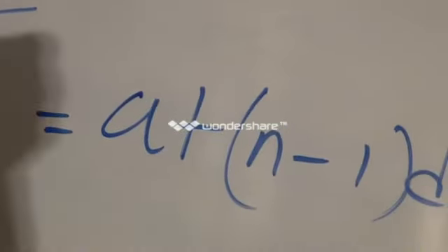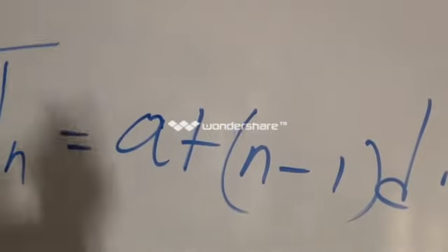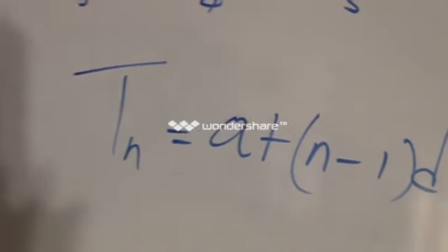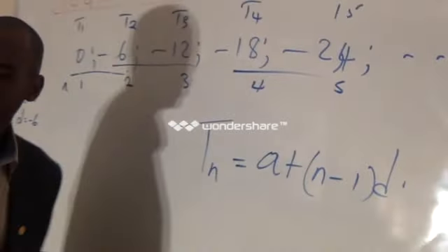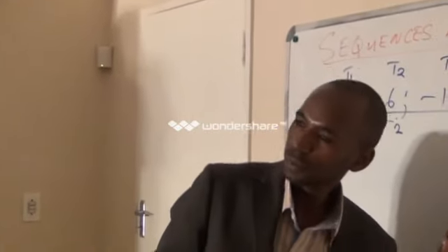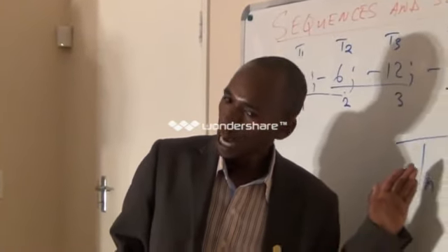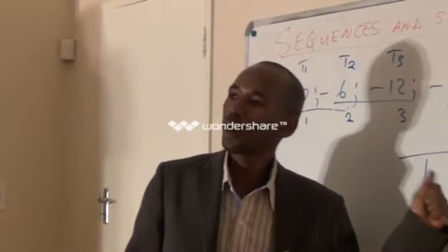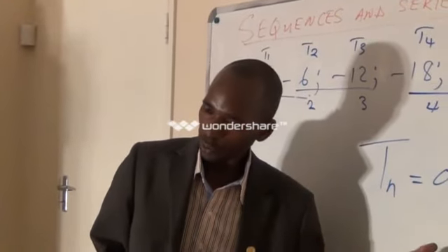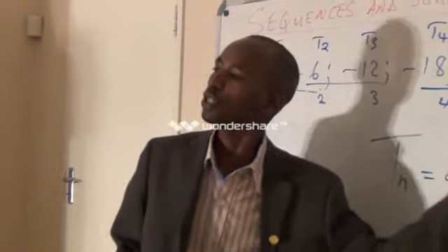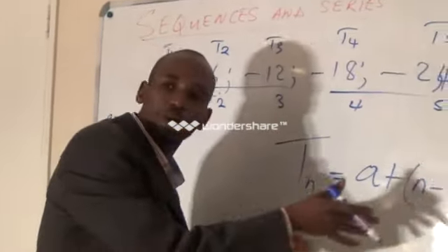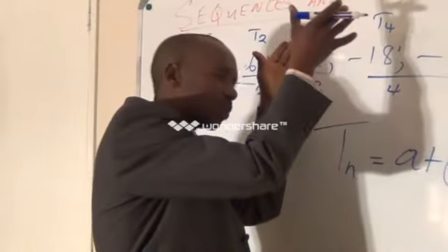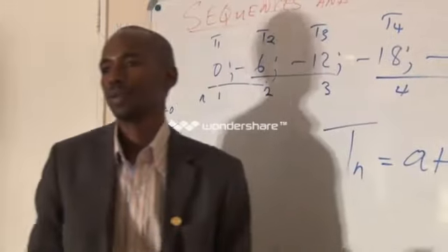Now, let us try to find the nth term peculiar, unique to this particular sequence. How do we do that? It's easy. This is the general one, but because we already have A defined, and we also have D, we found it, we can simplify this and make it specific to our sequence.